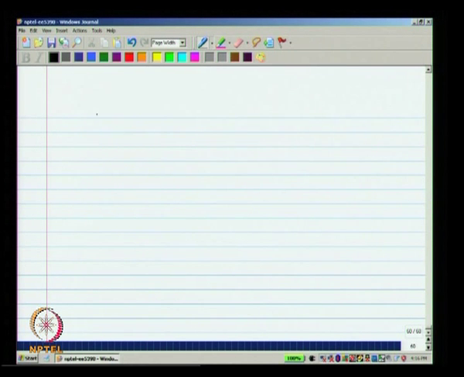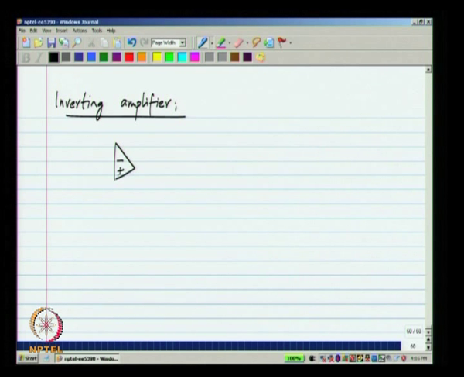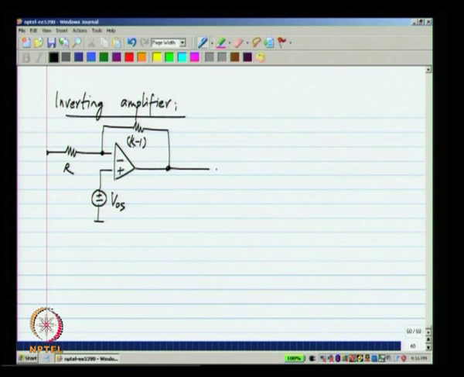So, let us take the other amplifier that we are familiar with, which is the inverting amplifier. This is the offset voltage, and let us say I call this R and again k minus 1 R. If I apply V i, let us see what happens to the output voltage.